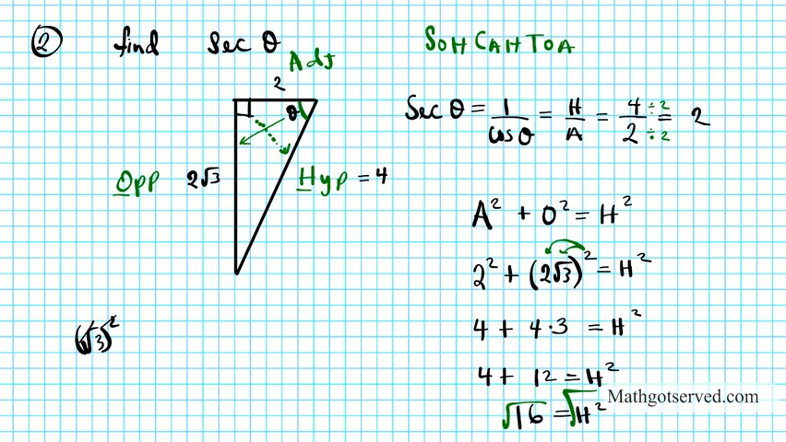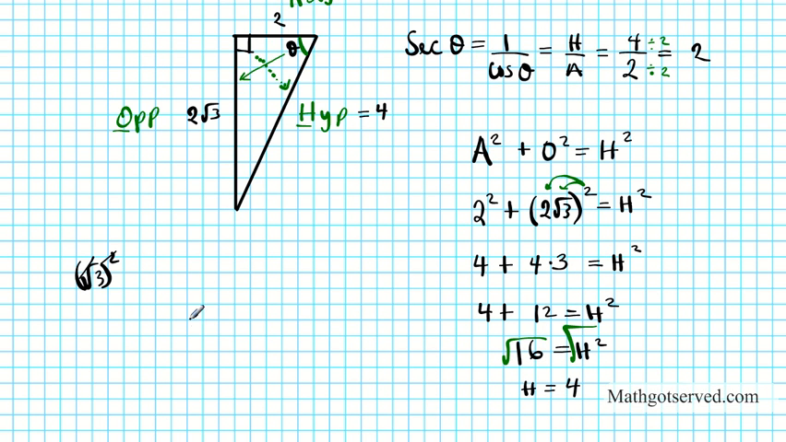Okay, I'll just write it down here. So secant theta is 2, and that basically is our final answer. Alright, so there you have it.